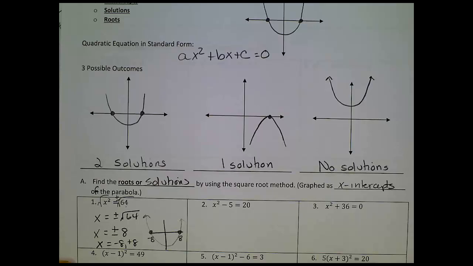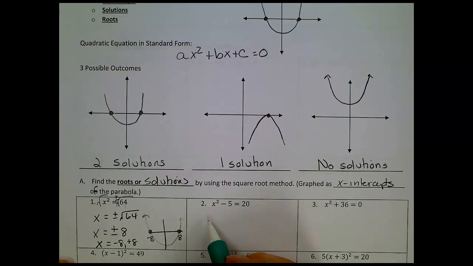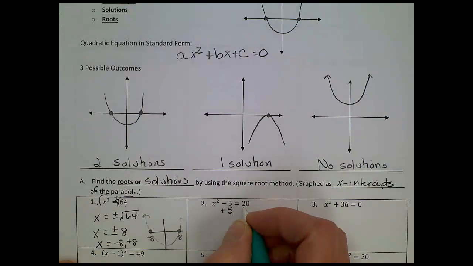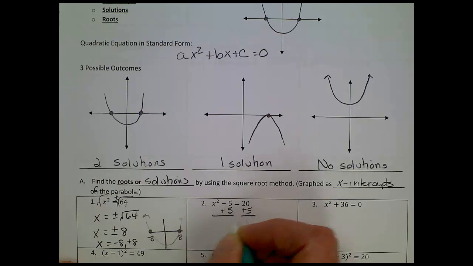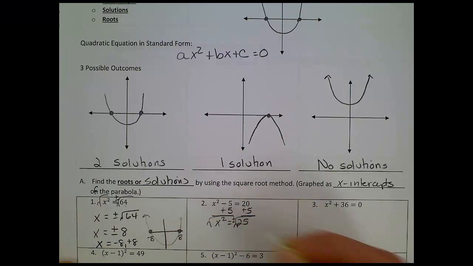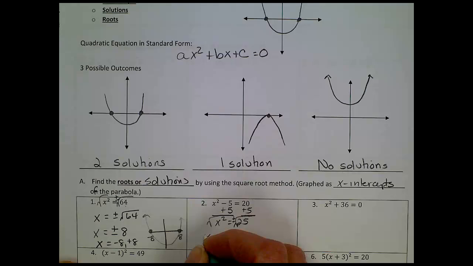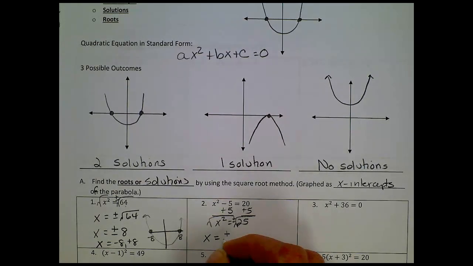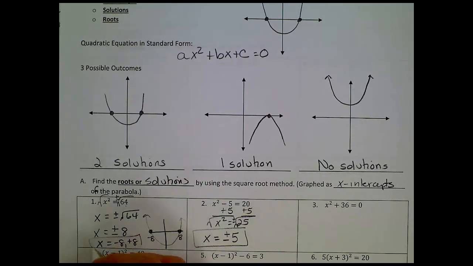Alright, number 2. The problem with number 2 is we don't have our x squared term isolated, so we have to get rid of 5. Since we're subtracting, we're going to add 5 to both sides. We're left with x squared equals 25. We'll square root both sides, putting the plus or minus in front. 25 also happens to be a perfect square, so x is going to equal plus or minus 5. We'll go ahead and circle those answers. The more work we have, the harder they are to find.